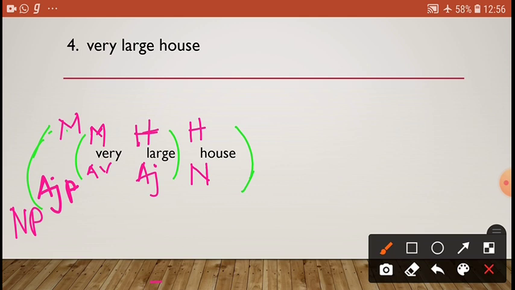adjective large. Now, how many opening brackets are there? There are two opening brackets, this one and this one. These are the two opening brackets, so you should have two closing brackets, one here and one here. So, this is the phrase analysis of the fourth phrase, very large house.